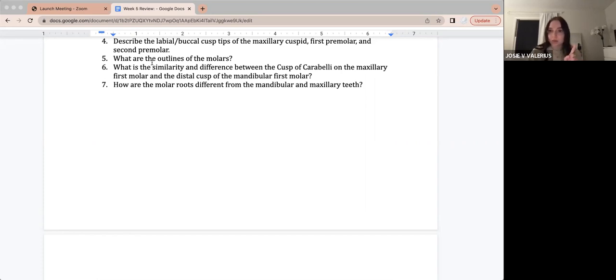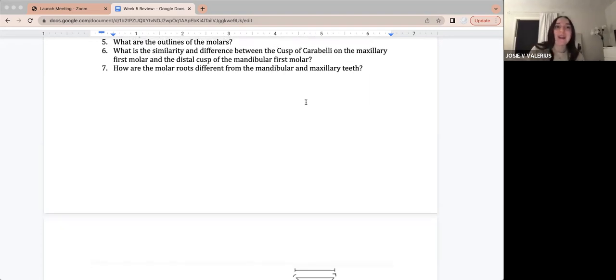Whereas for the first premolar, the mesial slope is long and straight and the distal slope is short and rounded. And then second premolar, it's the same as the cuspid. The cusp tip lies mesial. So go back through, double check those, make sure you're understanding what that means, and how those differ, especially between the first premolar and second premolar. I got that question on my exam. I remember that. Okay, number 5, what are the outlines of the molars?